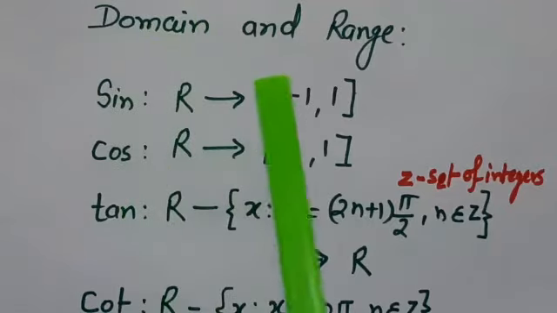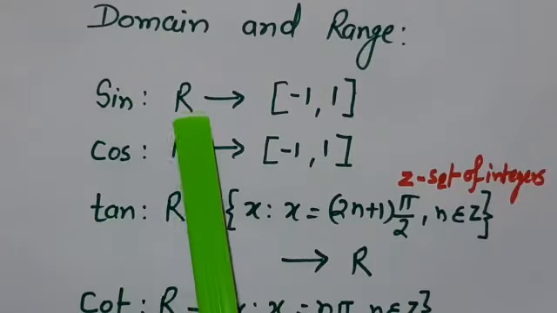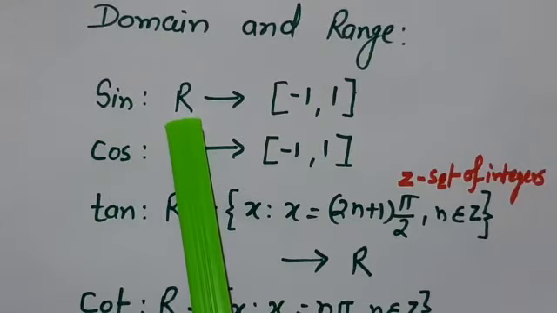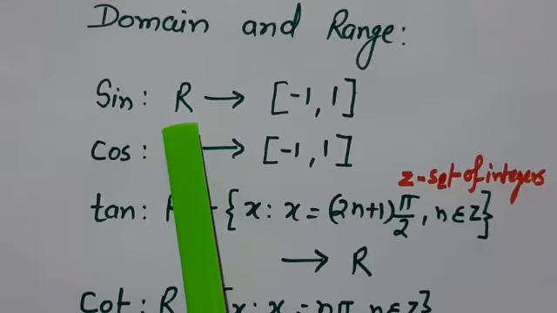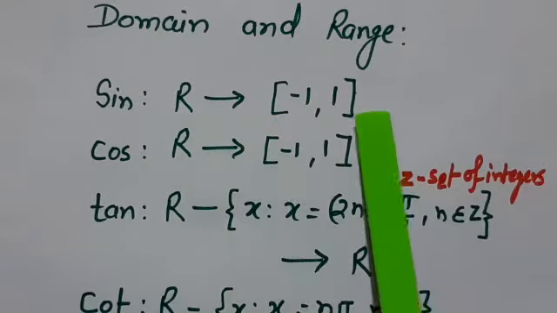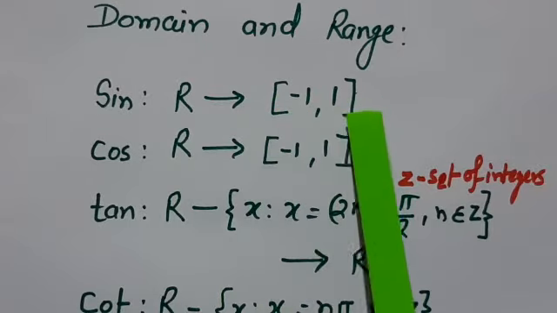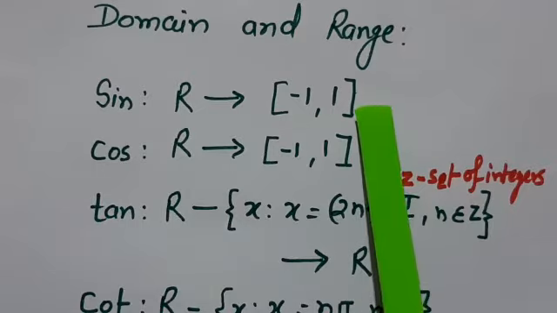Here are the domain and range of the trigonometrical functions. Sine's domain is all real numbers, all the numbers which can be drawn on the number line. Their range is -1 to 1, included: -1 and 1, close bracket.